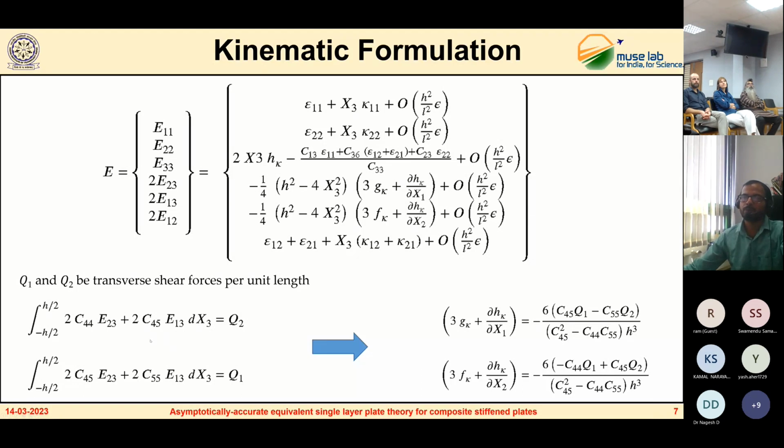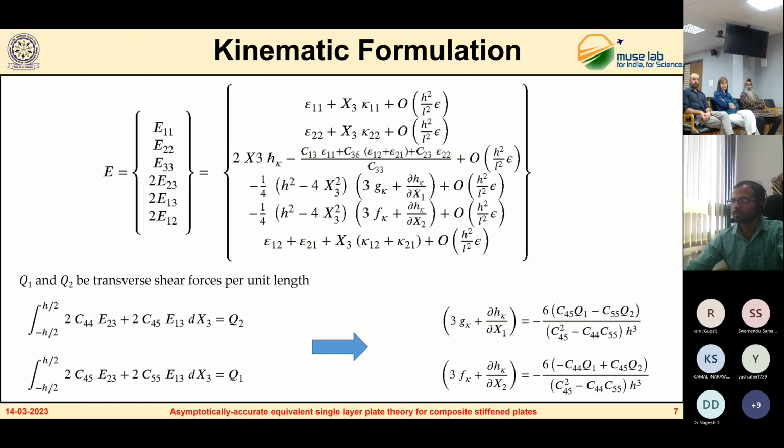used equilibrium of forces in the transverse direction to get these two equations, where Q1 and Q2 are the transverse shear force resultants. Now these two equations can be rearranged in this form. If we can somehow find Q1 and Q2, then we can substitute them here to get expressions for these two quantities, and then substitute these two quantities in these strains to get rid of the higher order derivatives of the strains that cause problems in the analysis.